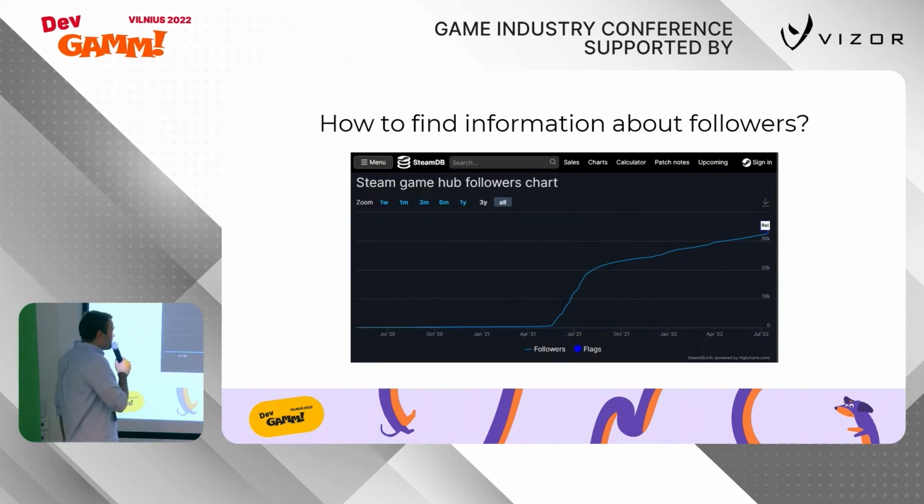So how do I get information about followers? Maybe you know the site steamdb.com. It's a super handy site with a lot of useful information on Steam, such as followers, and we can see in the chart how it changed from time to time with this useful infographic.